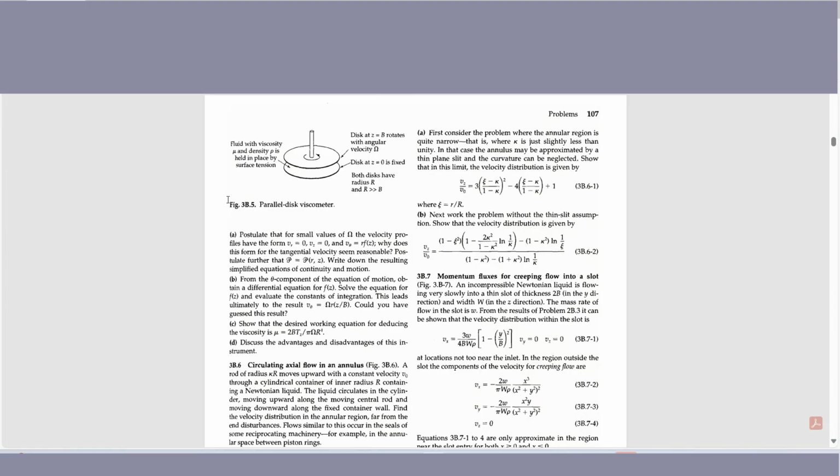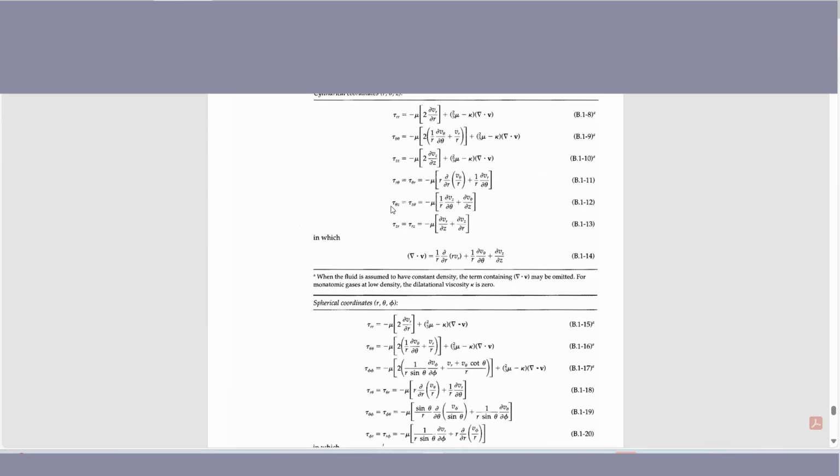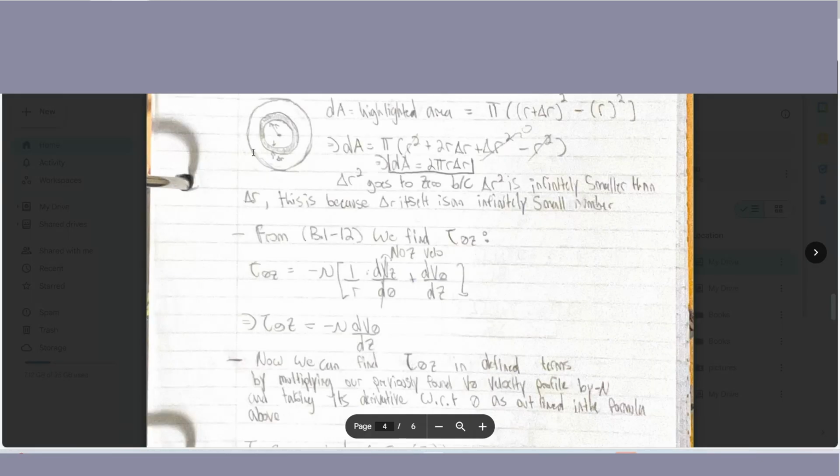All right, so from table B.1-12, you can get the definition for tau. This one's going to cancel out because there's no velocity in the z direction. So tau theta z equals negative mu dv theta dz, and now we can find tau z in defined terms from the previously found theta velocity.